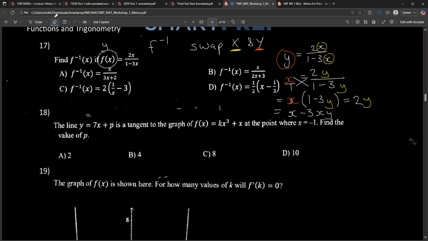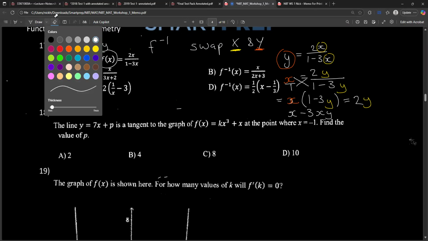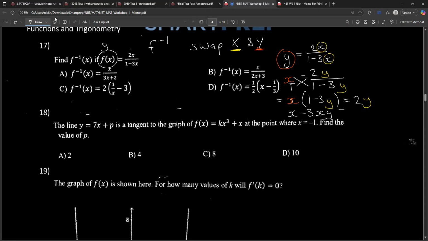Let's get rid of some of this stuff. Equals 2y. Okay, now my ultimate goal is to isolate my y, because my y will basically be the f minus 1 of x, because it's the inverse. So that will be the new y after everything's swapped.